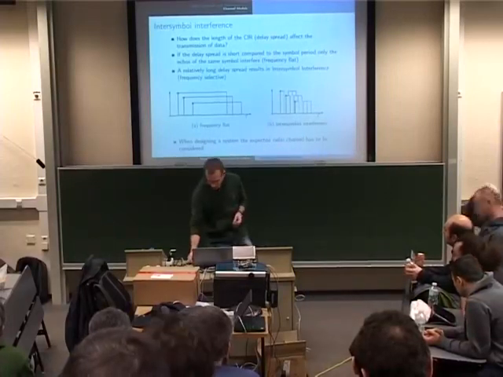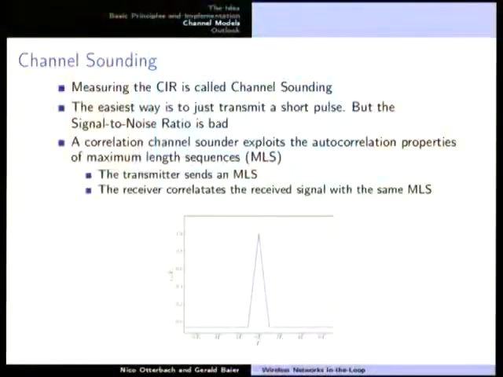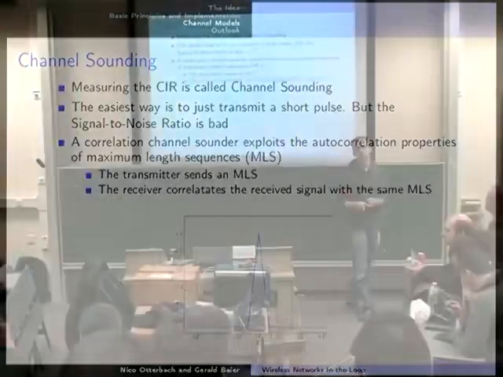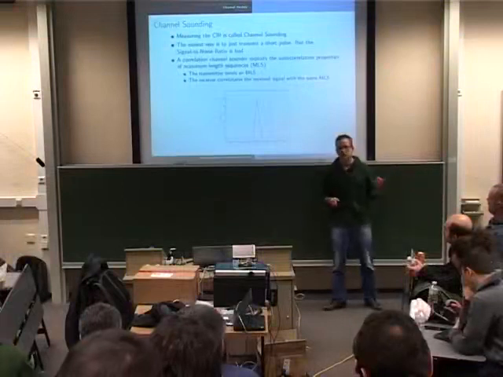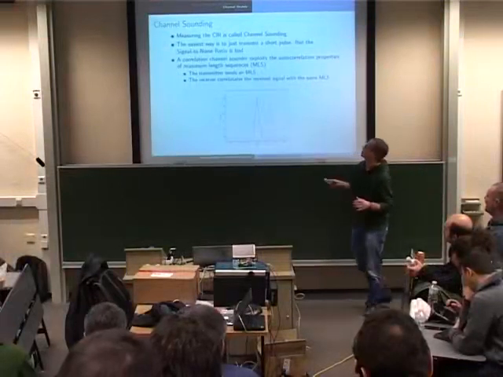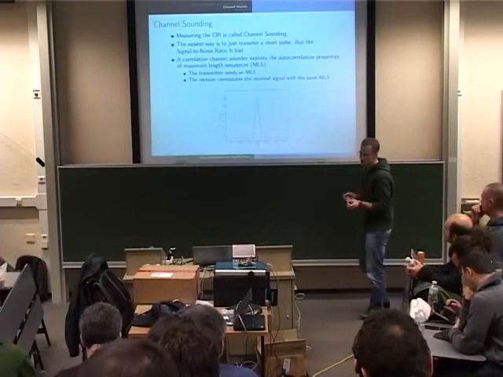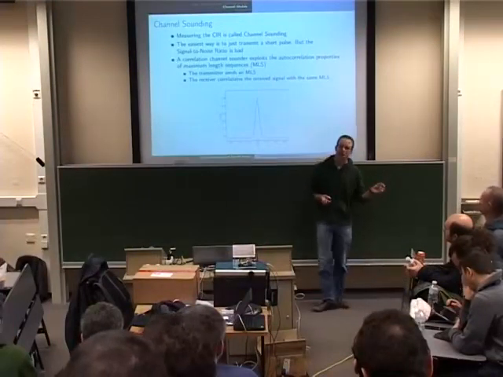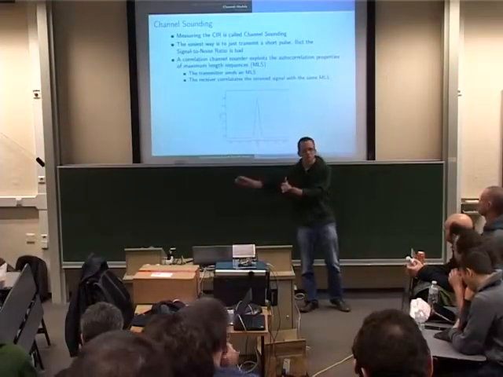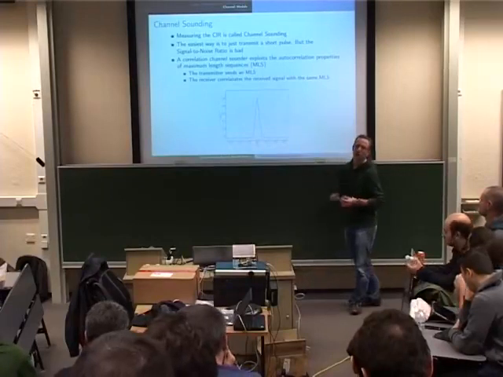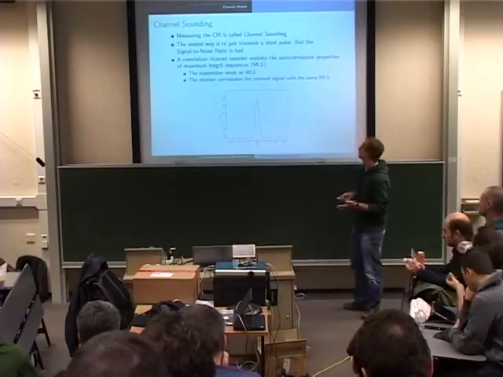Now what we wanted to do was not just create channel models analytically, making some assumptions about reflections in the environment you're expecting, but also sound the channel, which means measuring the channel impulse response, which itself describes the channel. This is called channel sounding, and the easiest way is to transmit a short pulse, detect all the echoes that you're receiving, and then you pretty much get the channel impulse response.